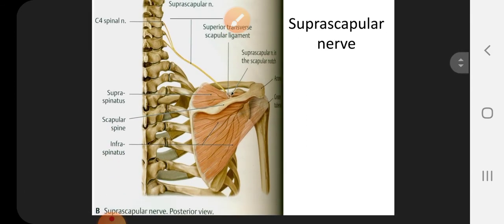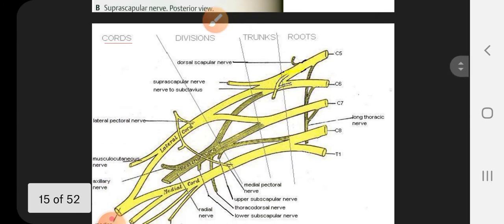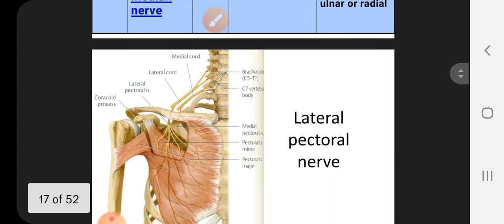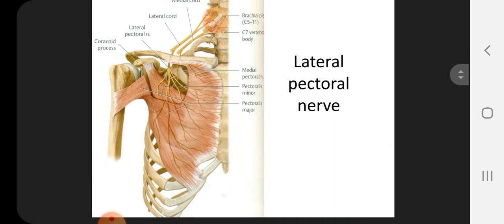Next is suprascapular nerve, which supplies supraspinatus. This is on the posterior aspect, supraspinatus, and one more muscle just below the spine of scapula, that is infraspinatus. These are branches from the trunk of brachial plexus. Next, the branches from lateral cord, that is lateral pectoral nerve.